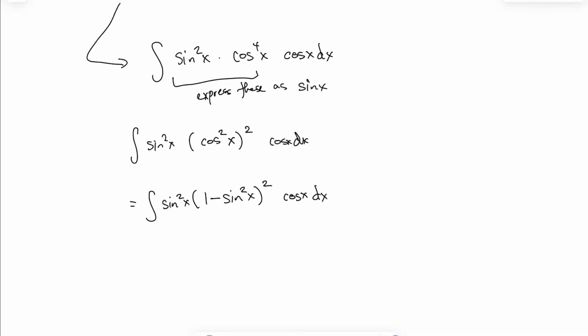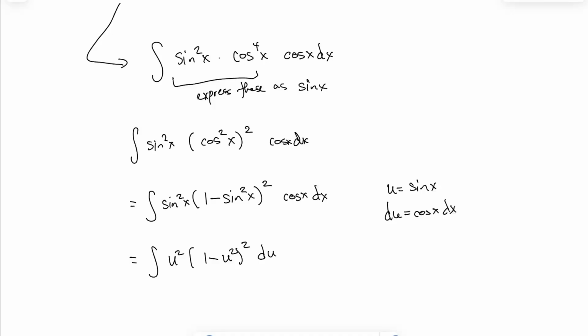Anyway, now we do the substitution. This is very strange looking, but it's about to get much clearer. u equals sine x, du equals cosine x dx. And when we plug this business in, it all gets very simple, or at least simpler. u squared, 1 minus u squared, squared. And then cos x dx is just du.